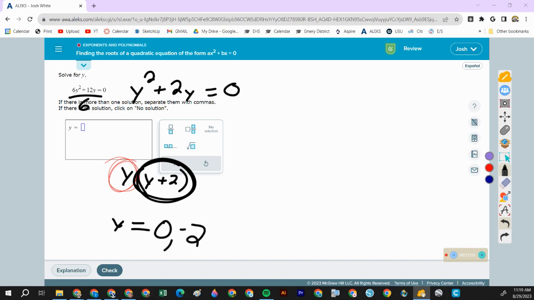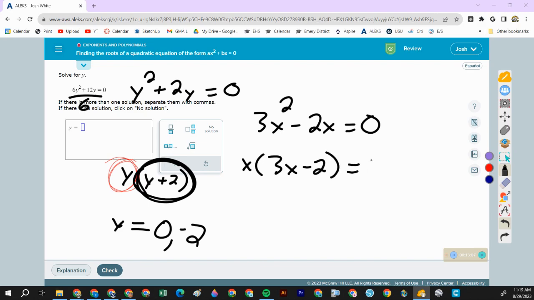So what if we had 3x squared minus 2x equals 0? Pull out an x, and I get 3x minus 2 equals 0. For every factor, we just write equals 0 and solve. So this one is 0, and this one would be 2/3. Okay. What if you tried to throw that in the box?